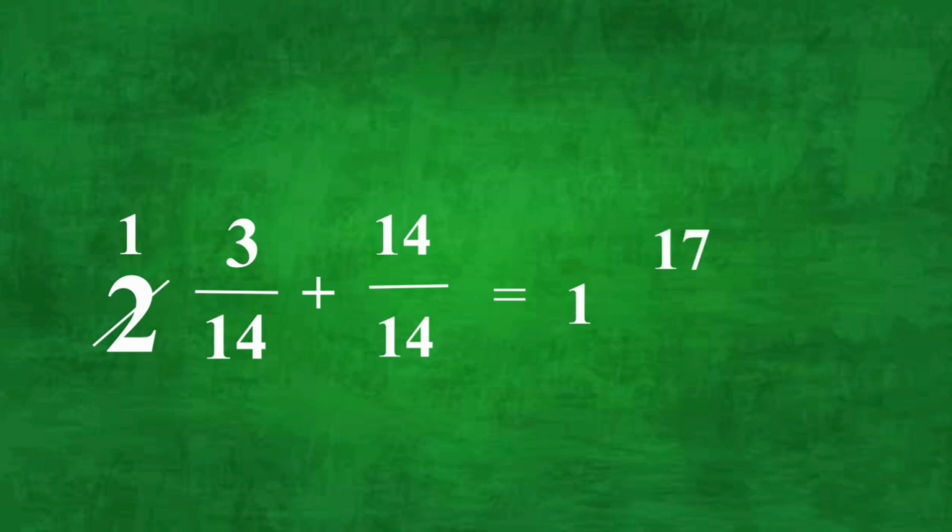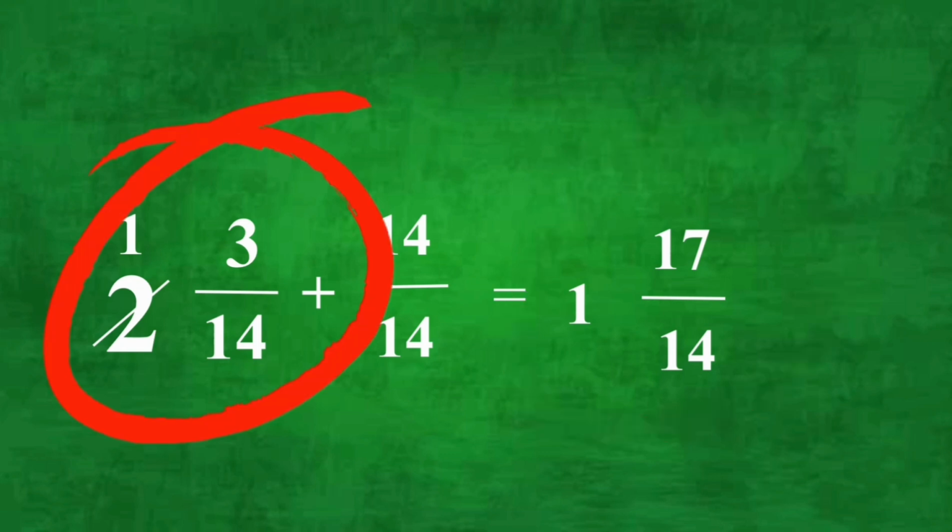2 will become 1. Then add the 1 that we borrowed from 2 to 3 over 14. That is 14 over 14. This is equivalent to 1. Then add. Copy 1. Then 3 plus 14 is equal to 17 over the common denominator, which is 14. Now 1 and 17 over 14 is equal to 2 and 3 over 14.